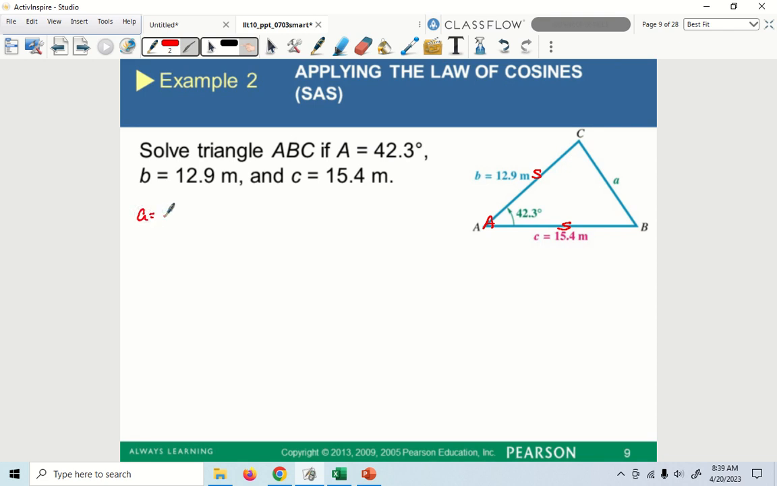So little a is equal to the square root of 12.9 squared plus 15.4 squared minus 2 times 12.9 times 15.4 times the cosine of my angle, 42.3 degrees. And now this one is going to be a solve the triangle. That means all sides and all angles.